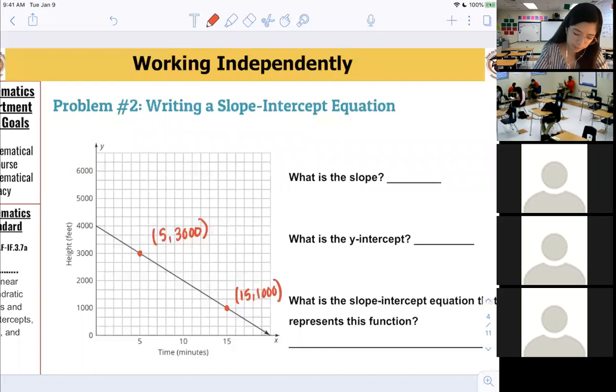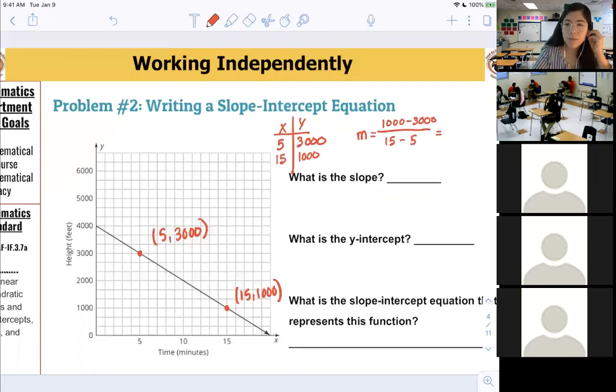I'm going to put those points in a table to organize it. So I have 5, 3,000 and 15, 1,000. And I'm plugging them into the formula. So I have y2 minus y1, that's 1,000 minus 3,000, and then 15 minus 5. 1,000 minus 3,000 gives me negative 2,000. And 15 minus 5 gives me 10. So my slope is negative 200 because 2,000 divided by 10 is 200.